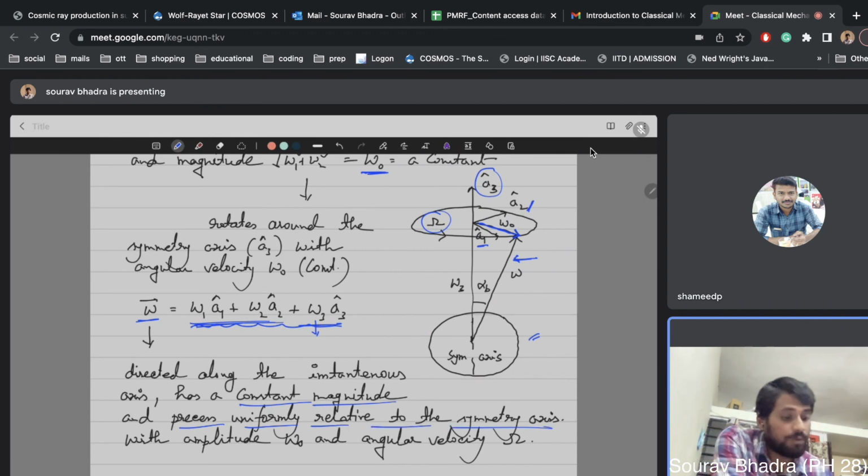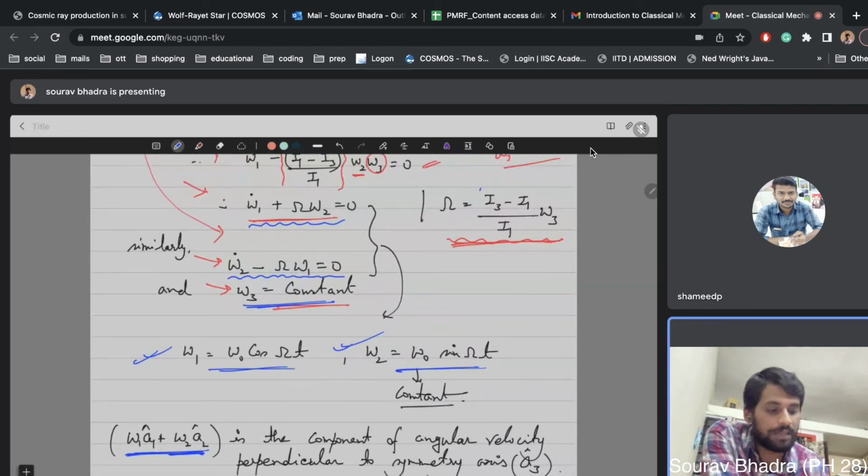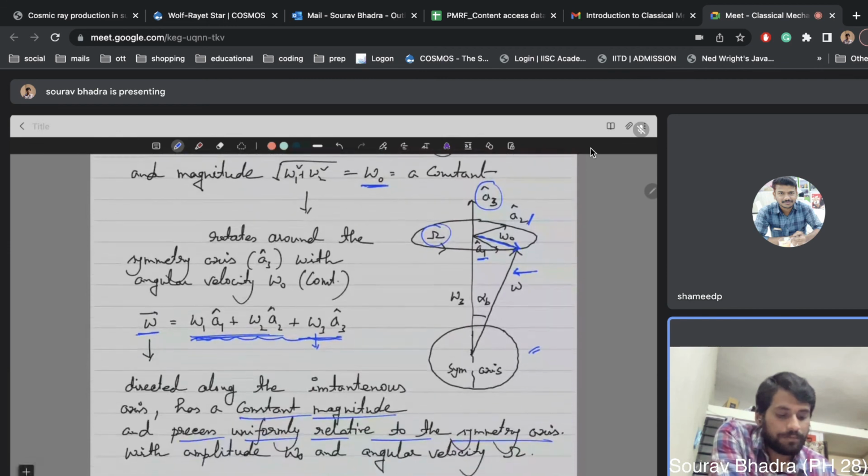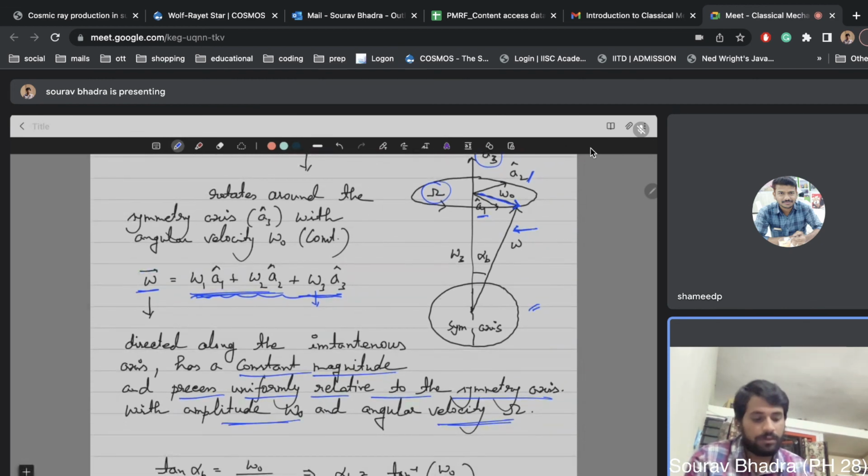Okay. So why uniformly? Because our capital omega is constant, there is no time dependence. Capital omega is just (I3 minus I1) by I1. So it is uniformly precessing with the constant angular velocity omega and constant amplitude omega 0.